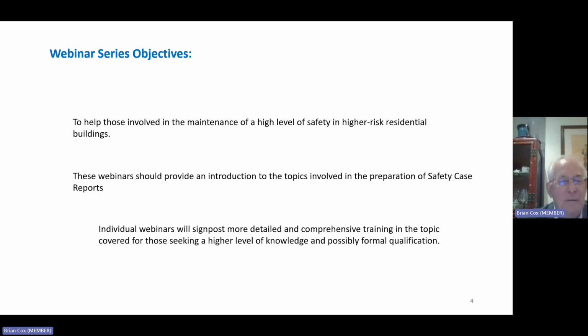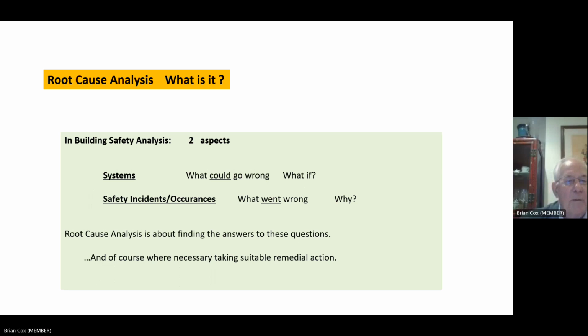The objective is to help those involved in the maintenance of a high level of safety in high-risk residential buildings. They should provide an introduction to the topics involved. So root cause analysis, what is it? Well, basically, we need to look below the surface of problems.